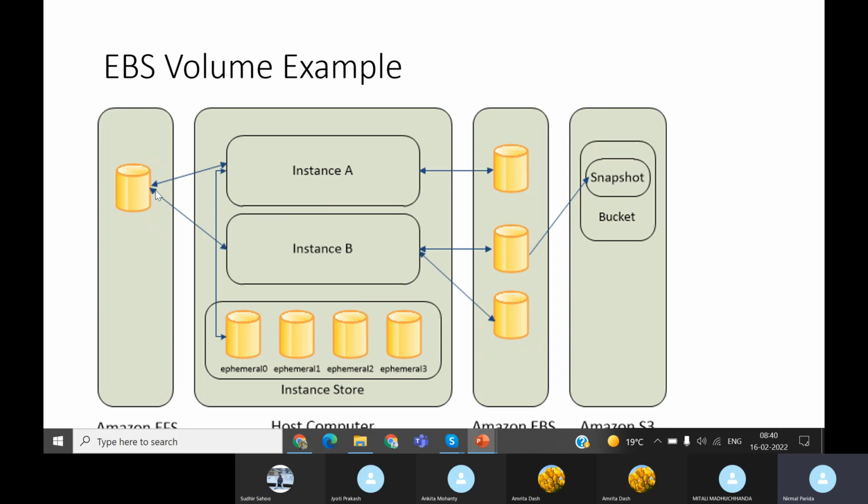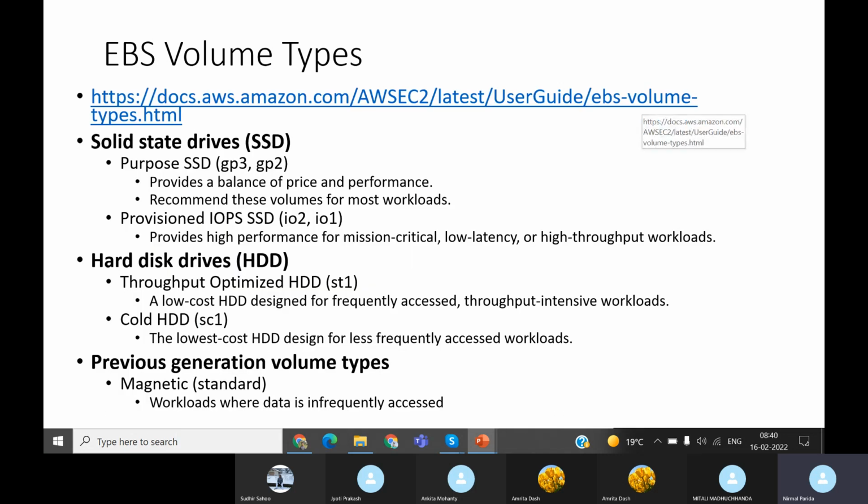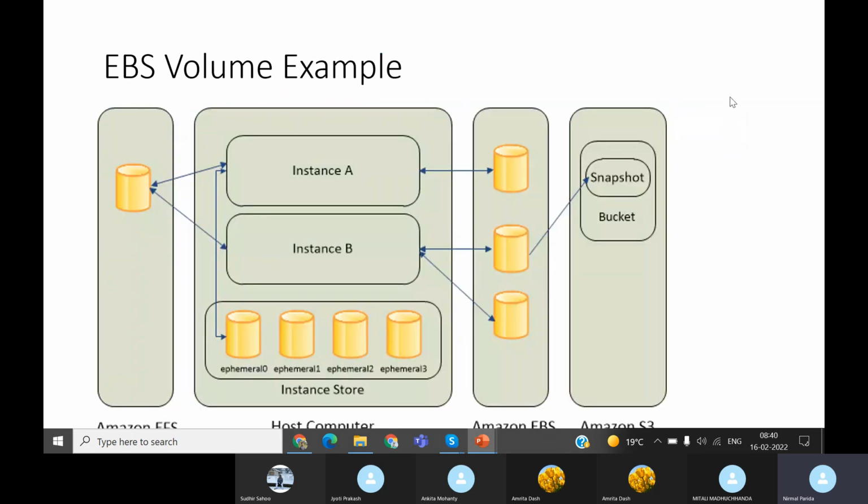These instances can also have your Amazon EFS. We'll discuss EFS in a different chapter. And for your EBS volumes, you can take a snapshot and store it in an S3 bucket. It will be internally stored. It will not be shown to you. You need some API to access those snapshots, or you can also see your snapshots in the AWS console.